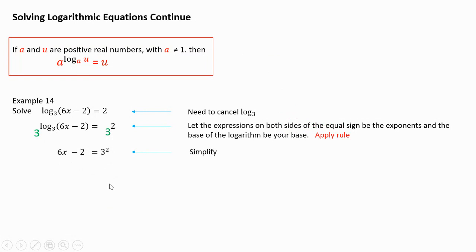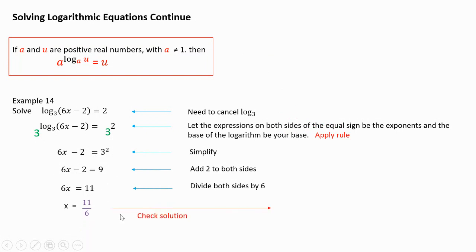And all we do is simplify. 3 squared is 9, and then we solve for x. We add 2 to both sides. It's going to give us 6x equals 11. We divide both sides by 6, and the answer will be 11 over 6. And again, we can always check our solutions. It's always wise to check your solutions.